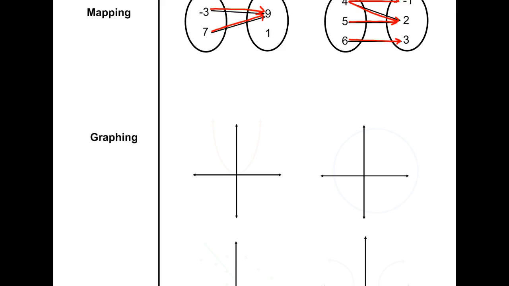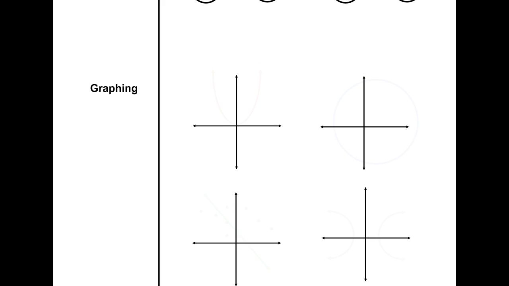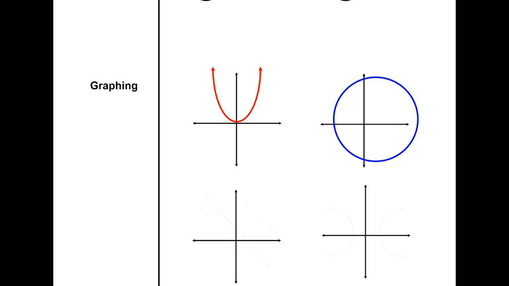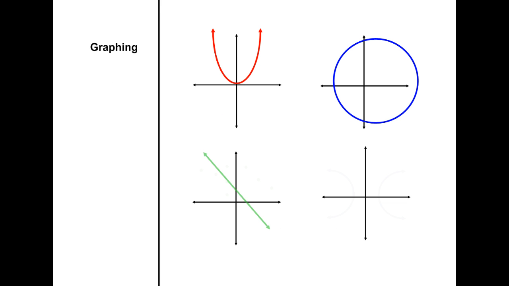Now we need to look at graphing. What a graphing relationship will look like is something like this. There's a parabola. If you don't know what that is called, it's a parabola. That's your x's to your y's, graphed. Another example would be the circle. Another example would be the straight line. That's the negative straight line. And the last example I have for you is one that looks a little bit strange. Now all of those are examples of mapping.